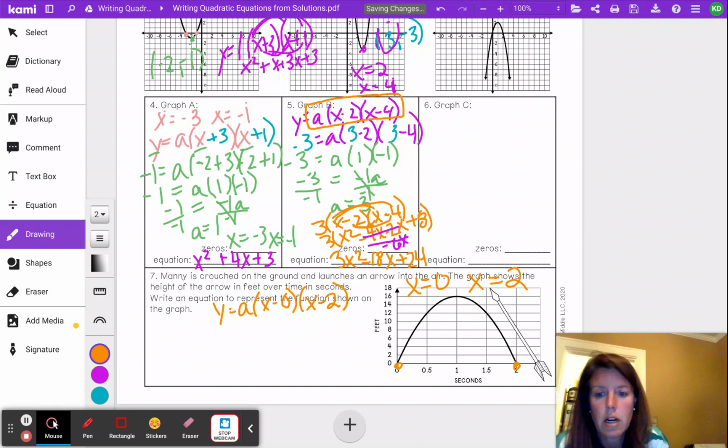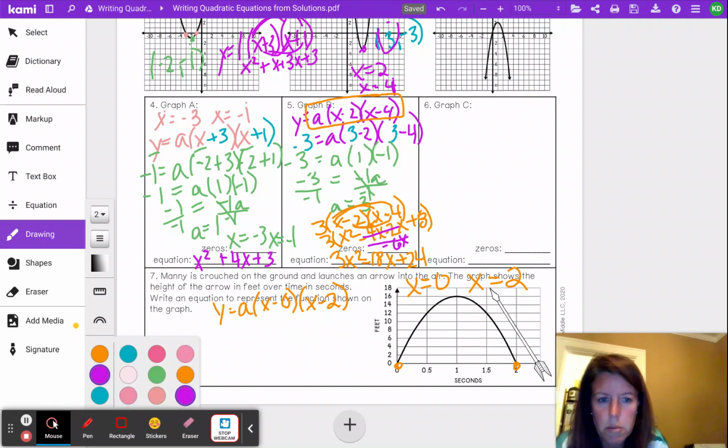Now let's find our vertex, or minimum or maximum. It's going to be right here at 1 and 16. That is 1 comma 16. All right, so I'm going to take out my y and put 16 in for y. I'm going to take out my x and put 1 right here and right here, and fill everything else in. So a times 1 minus 0, and then 1 minus 2.